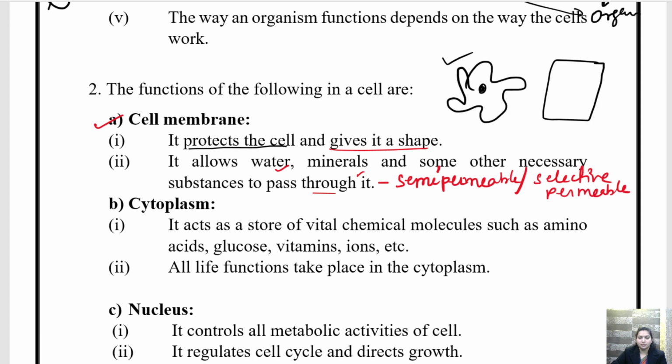Now coming on to cytoplasm. So we know that in a cell, the maximum portion is a fluid content present inside the cell, and that is called cytoplasm. And cytoplasm is the most important part of the cell. Why? Because all other organelles are present in the cytoplasm. Okay, and the rest of the DNA or chromosome and everything comes out in the cytoplasm only. So cytoplasm is basically the fluid content. It acts as a store for vital chemical molecules such as amino acids, glucose, vitamins, ions, etc.